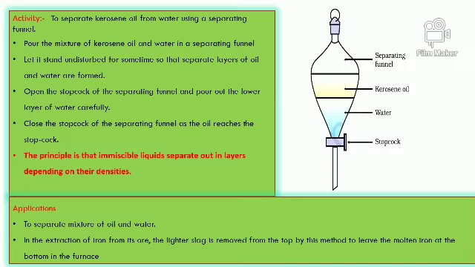Another example activity is given here to separate kerosene oil from water using a separating funnel. Pour the mixture of kerosene oil and water in a separating funnel. Let it stand undisturbed for some time so that separated layers of oil and water are formed. So you can see two layers of kerosene oil and water.